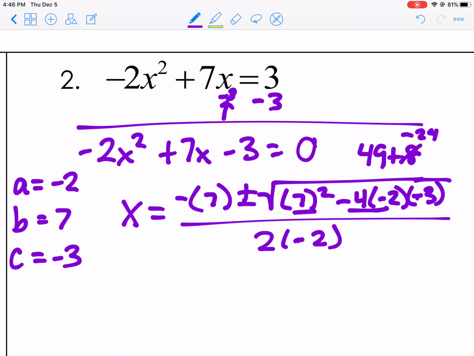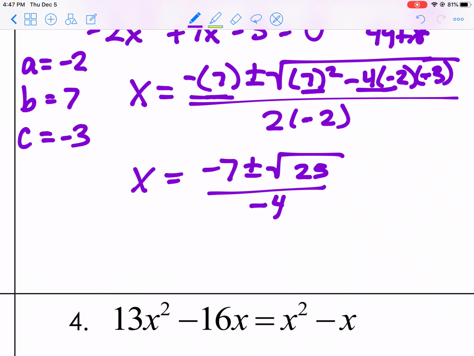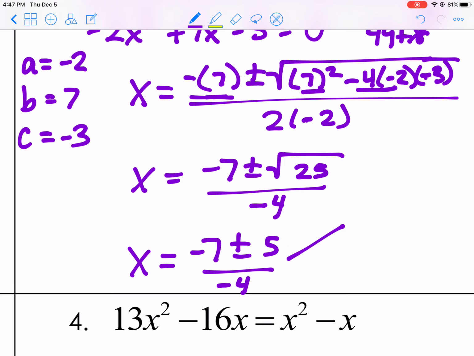Let's see. 7 squared minus 4 times -2 times -3, 25, yes. So x equals, simplify that, negative 7 plus or minus root 25 all over negative 4. Square root of 25 is 5. So now I have x equals negative 7 plus or minus 5 all over negative 4. Notice that the radicals are all gone. No radical symbols left. And we don't have any i anywhere. So at this point, we can simplify each one, but they're going to be quite different from each other.